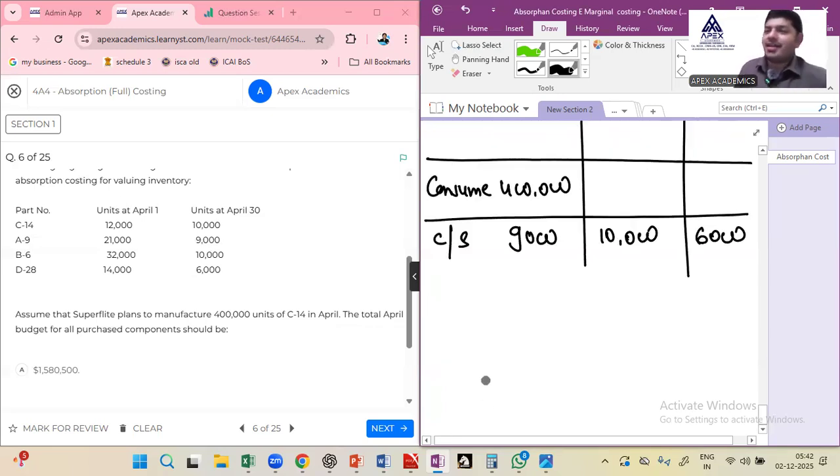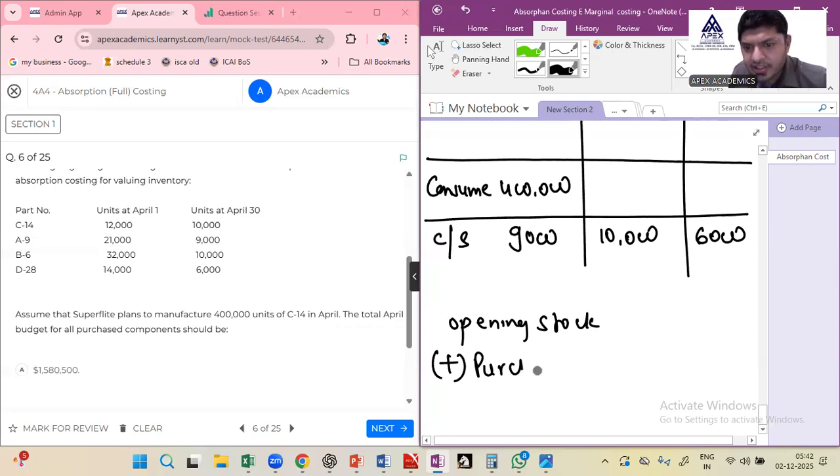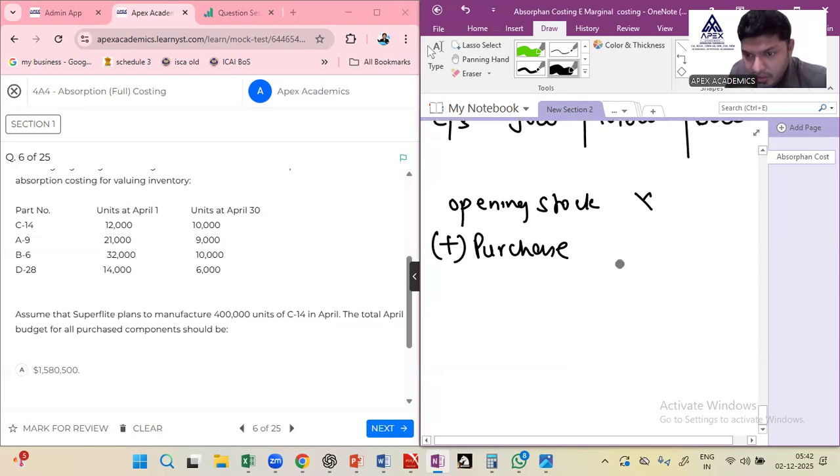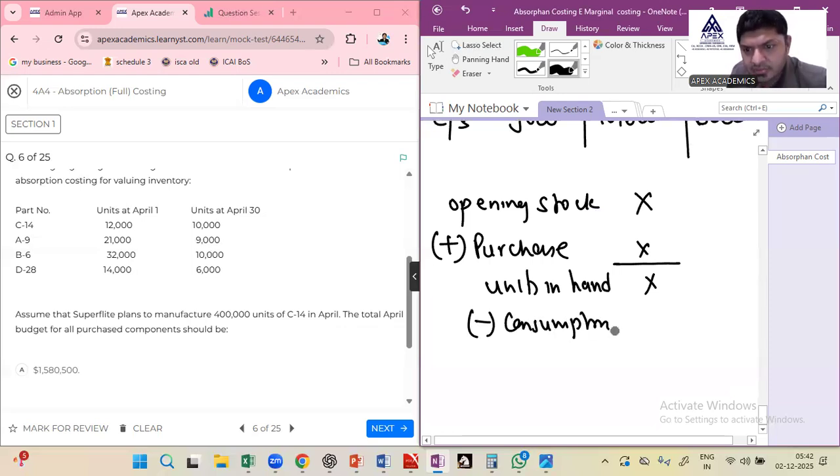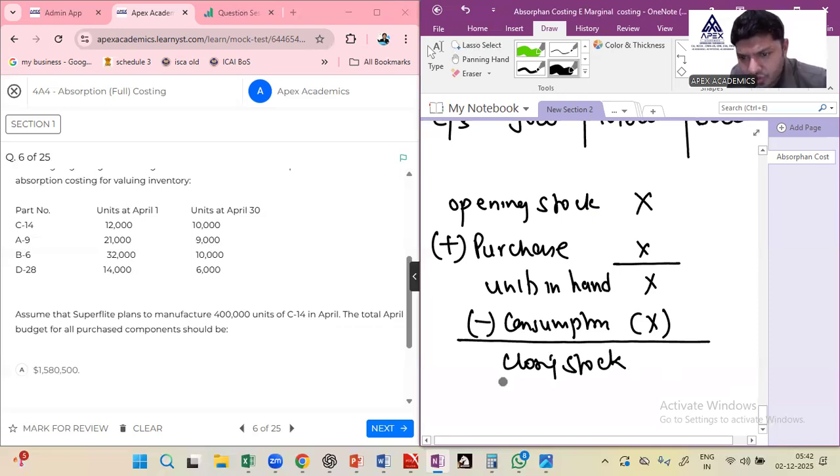What does common sense say? Common sense says, sir, I will have an opening stock. To opening stock, I will add my purchase. These are going to be both my total units in hand. From this, I will subtract my consumption. And what will I be left with? I will be left with closing stock.